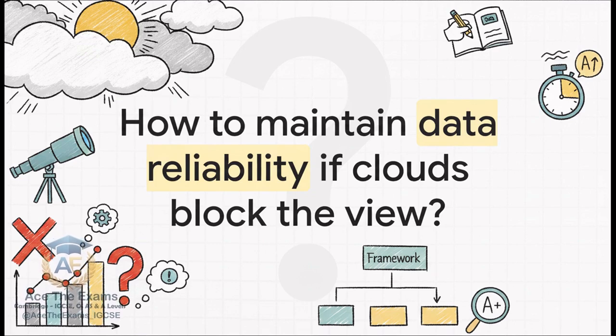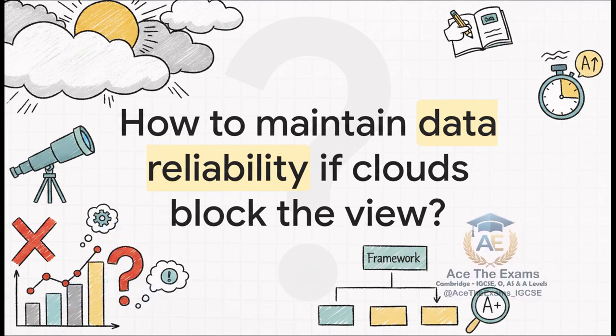Before we wrap up, I want to leave you with a massive real-world anomaly to think about. What if it rains? If clouds obscured your view of the moon for 2 straight weeks, how exactly would you adjust your method to maintain data reliability? Think about how you would handle that using the exact framework we just learned. It's an unresolved problem that requires true mark scheme thinking.